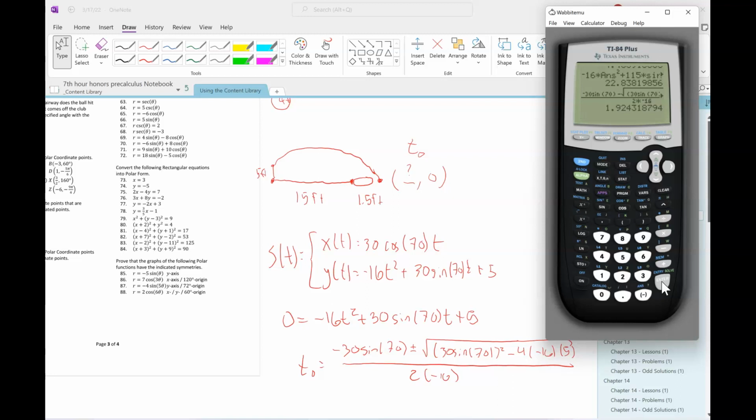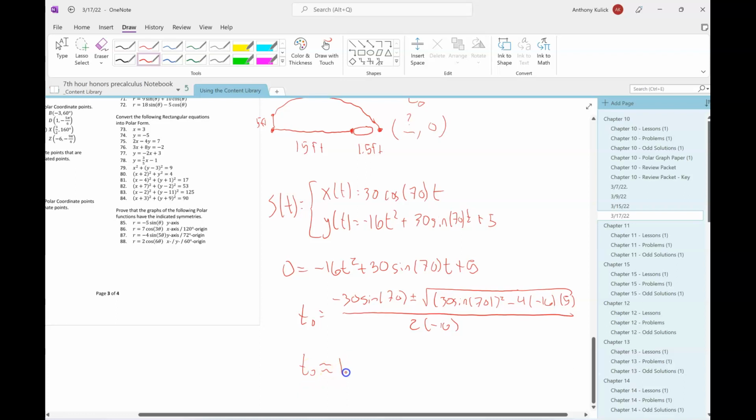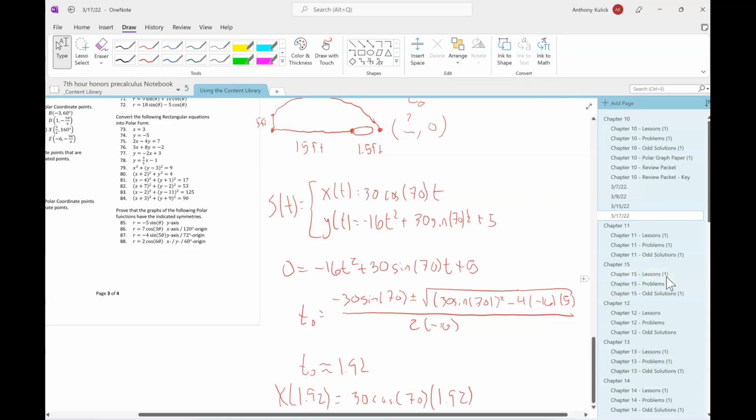So I do that, I get 1.92 for t. So the dart's basically in the air for 1.92 seconds. So then I'm going to do x of 1.92. And that'll tell me how far horizontally the dart went. So that's 19.7-ish.